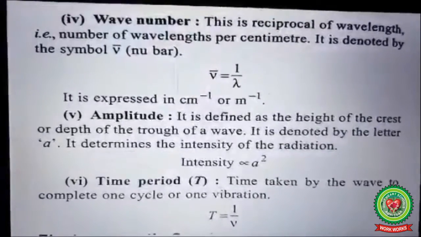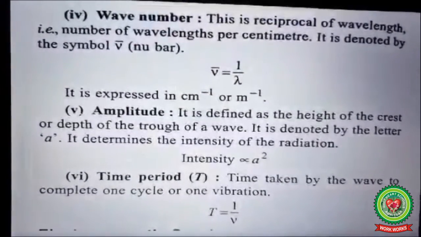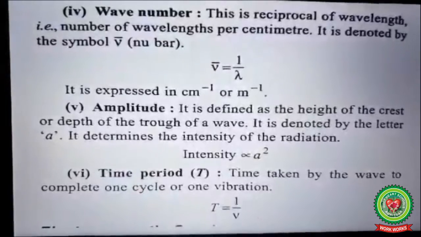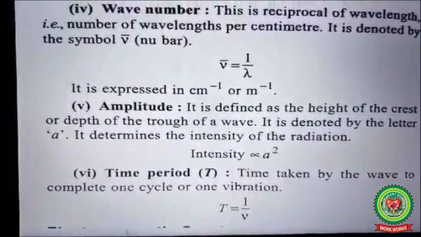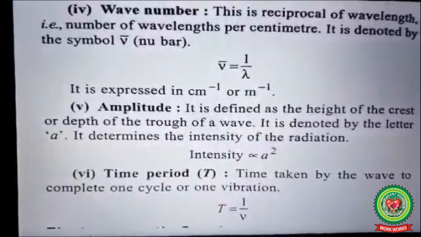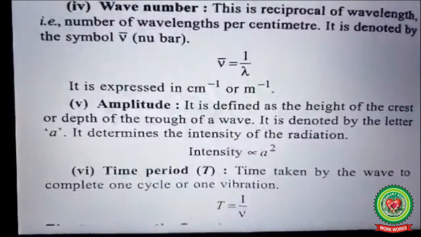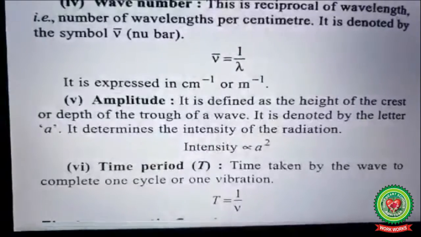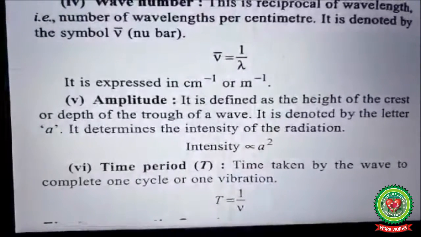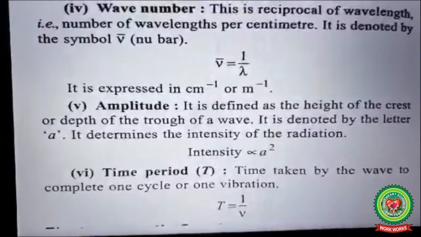The next parameter is wave number. It is the reciprocal of wavelength. So if we take the reciprocal of wavelength, then it is known as wave number. It is denoted by the symbol nu bar, and its formula is 1 by lambda. So automatically the unit will be centimeter inverse or meter inverse, because we actually calculate wavelengths in meters or centimeters.